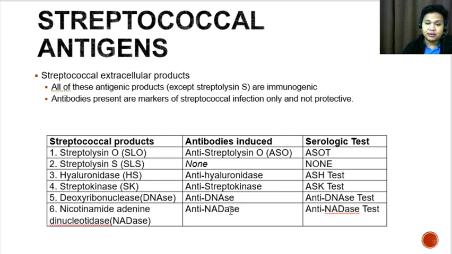Then we have here the various antibodies elicited by these streptococcal products. As you can see, there is no antibody against streptolysin S, since streptolysin S is not immunogenic. Now you have to remember the difference between streptolysin O and streptolysin S, since this may be asked in your exams. Streptolysin O is oxygen labile, whereas streptolysin S is oxygen stable, meaning streptolysin O is destroyed by oxygen, whereas streptolysin S is stable in the presence of oxygen.